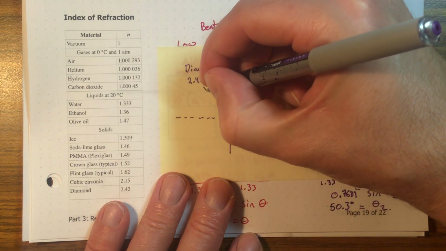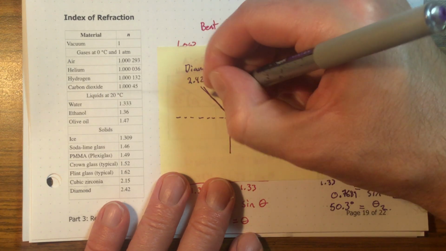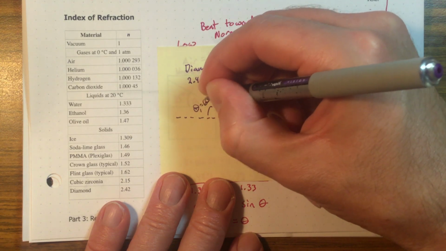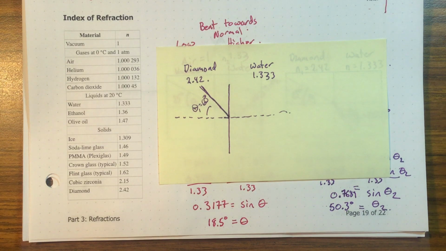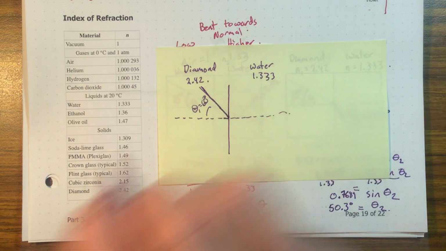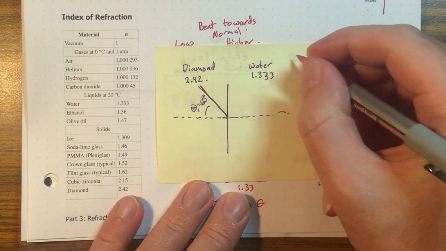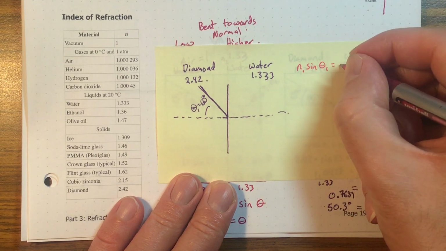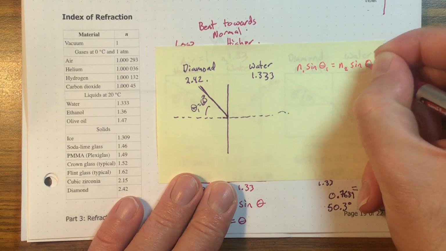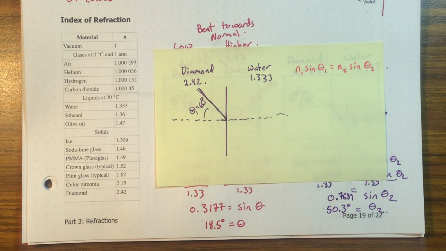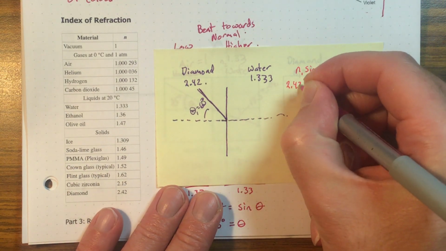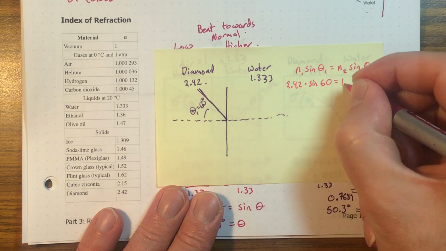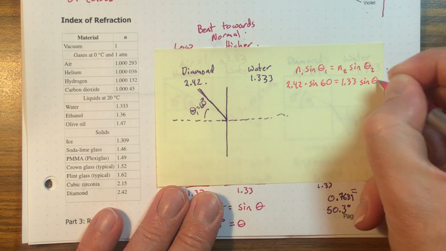What happens if we put this at, let's say, an angle of 60 degrees? So theta 1 is equal to 60 degrees. Let's see what happens. All right, so we write out our formula. N1 sine theta 1 is equal to N2 sine theta 2. So we get 2.42 times sine of 60 equals 1.33 times sine of theta 2.